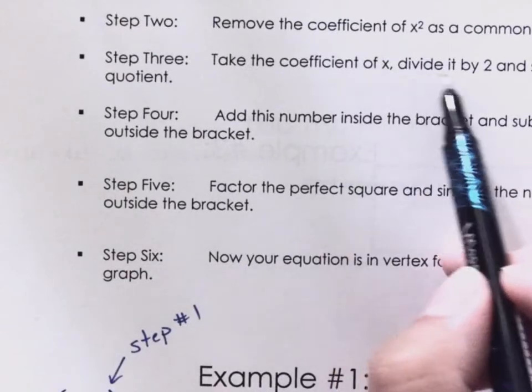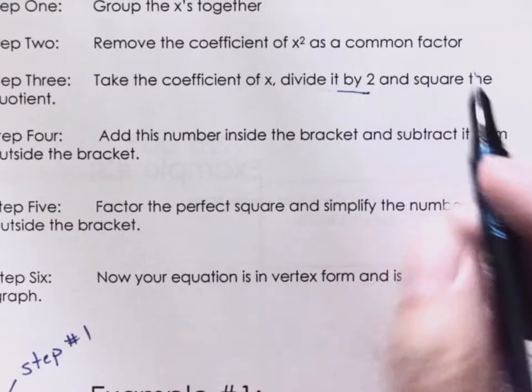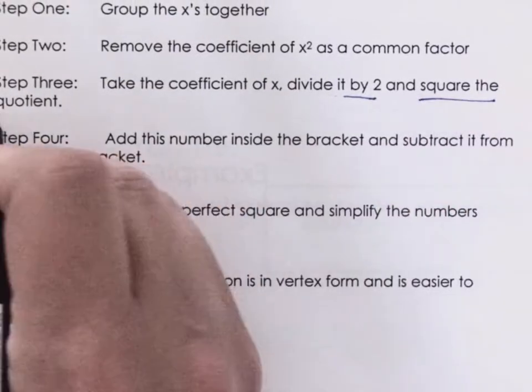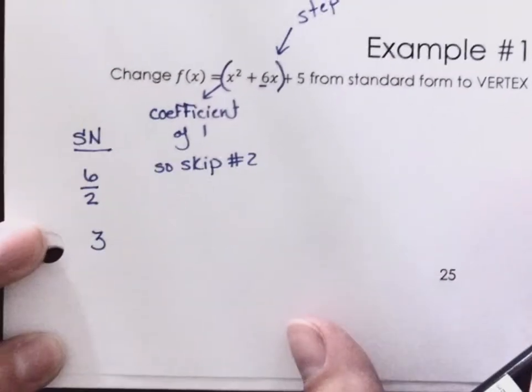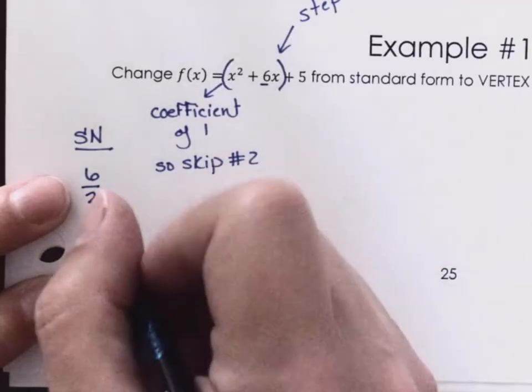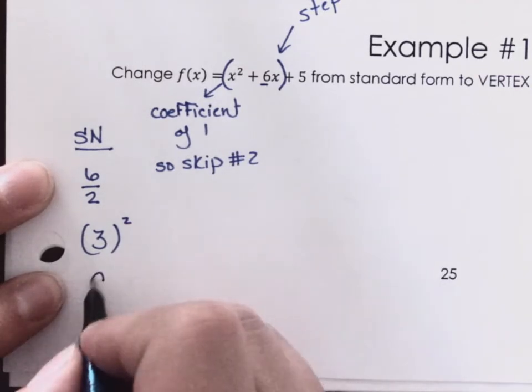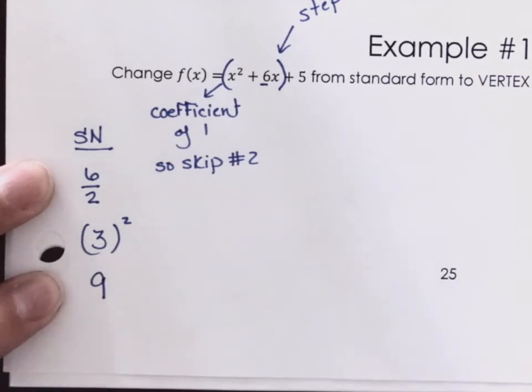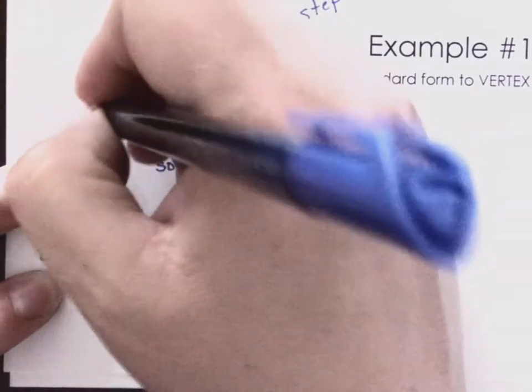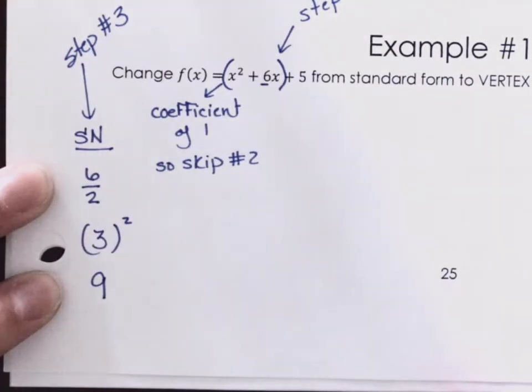So I divided it by 2. Let me scroll up here. We divided it by 2, and then what did I do? Square. Square the quotient. The quotient is just, in this case, the 3. So we're going to square the 3. What's 3 squared? 9. Okay. So we've done step number 3.